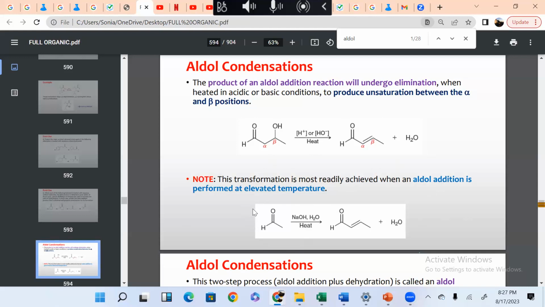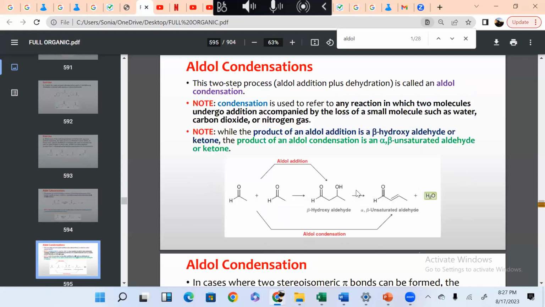So aldol addition reaction occurs at a high temperature. You have this aldol condensation occurring with the deprotonation and then the formation of the double bond, and this is usually your product. So it's a two-step process: aldol addition plus dehydration, which is called aldol condensation.